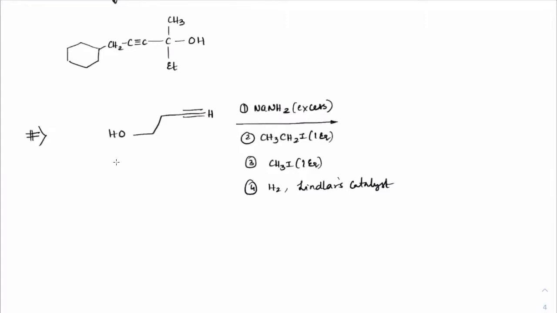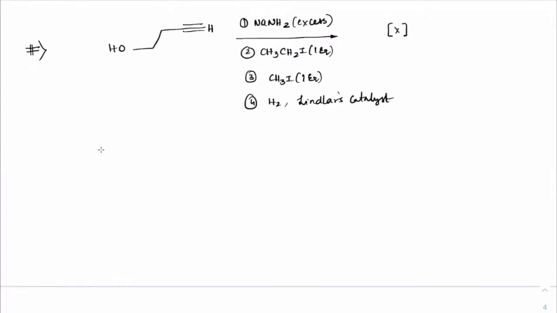Options were given, and from the options you have to find out what the product X is. This is what was asked in 2014 JEE. Let's see how we can get the product. First, when you use excess NaNH2, wherever the protic hydrogens are, we have to remove them. There is one protic hydrogen here and one here. Remove both of them.